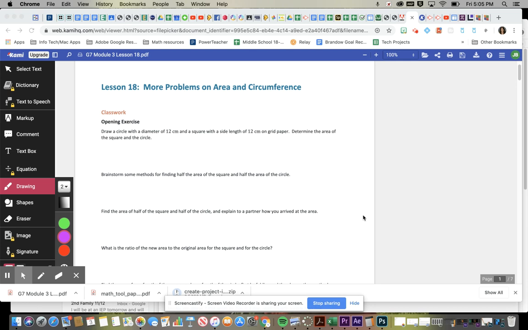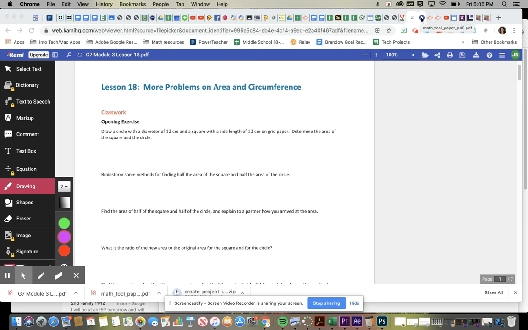All right, hey guys, this is lesson 18, more problems on area and circumference. We did both area and circumference yesterday, and we're just going to add a little bit onto that today. So our opening exercise says draw a circle with a diameter of 12 centimeters and a square with side lengths of 12 centimeters on grid paper. Determine the area of the square and the circle.